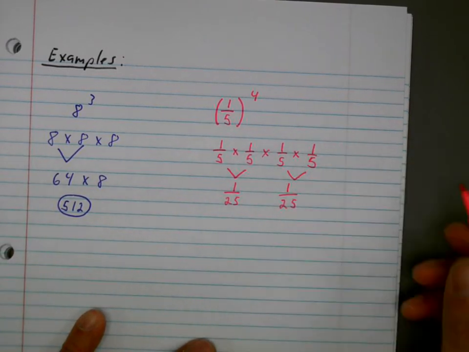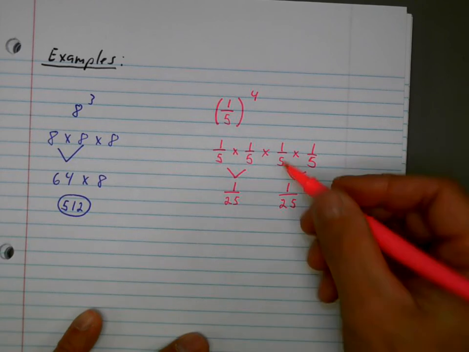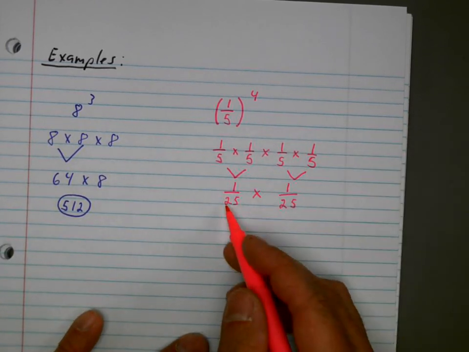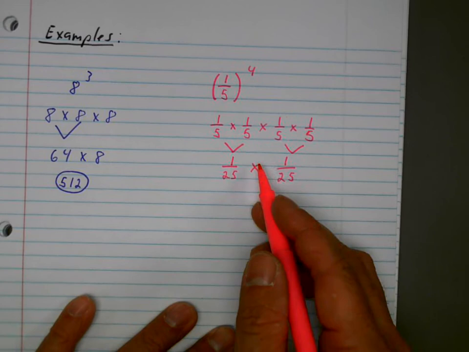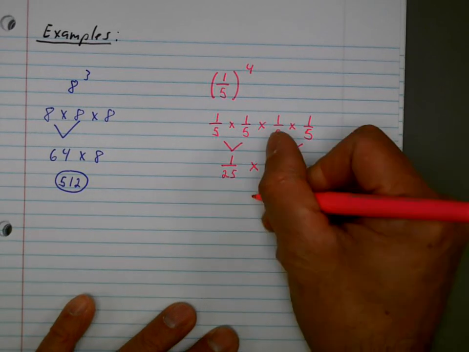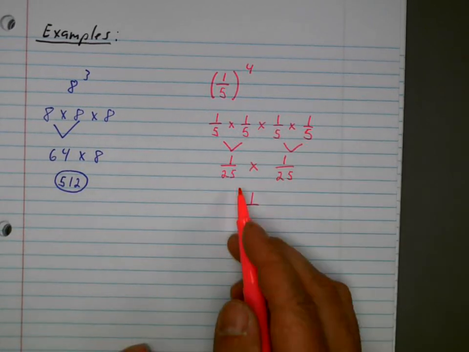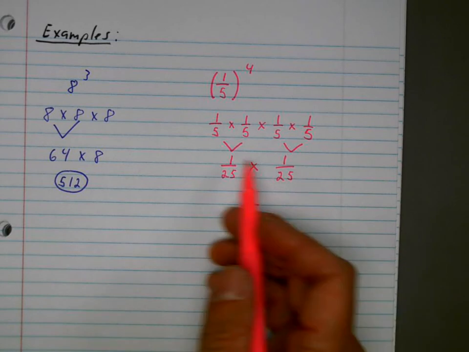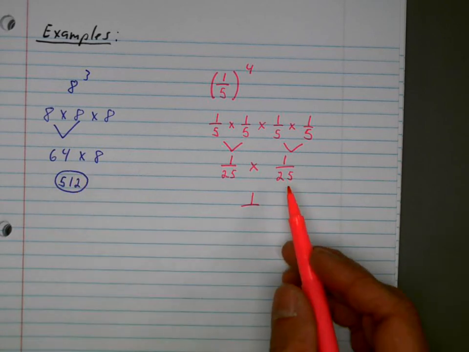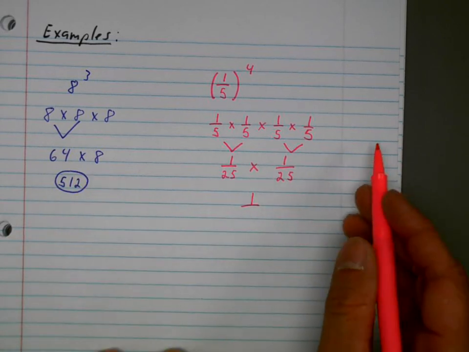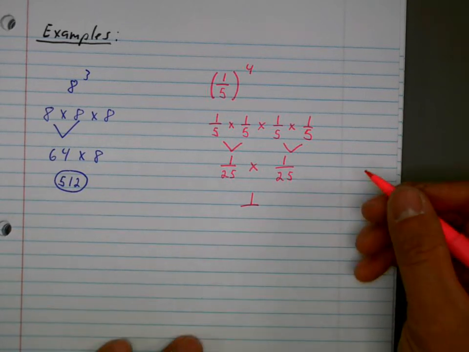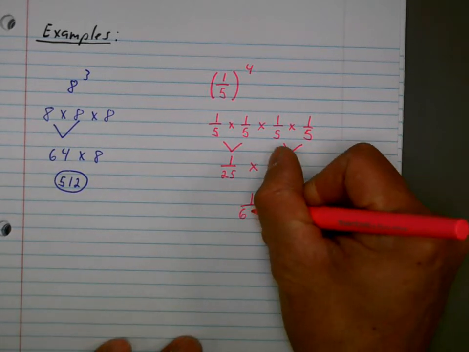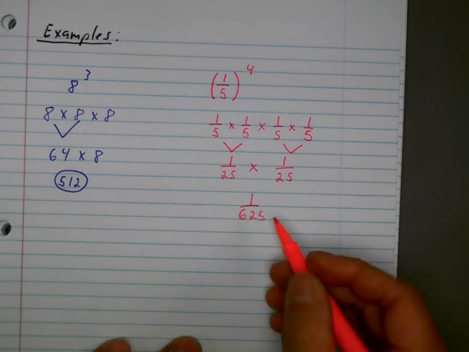Now we'll multiply these last 2 factors, 1/25 times 1/25. The numerators are easy. 1 times 1 is 1. Then 25 times 25, same thing as this problem over here. We're going to write that on the side of our paper, and we're going to multiply 25 times 25, and we'll get 625.